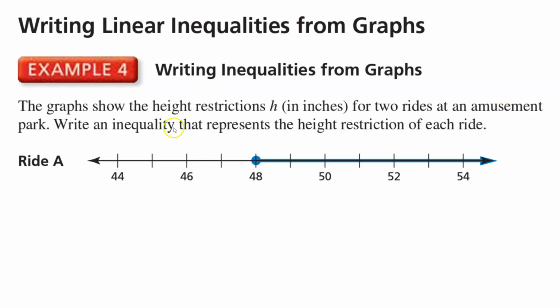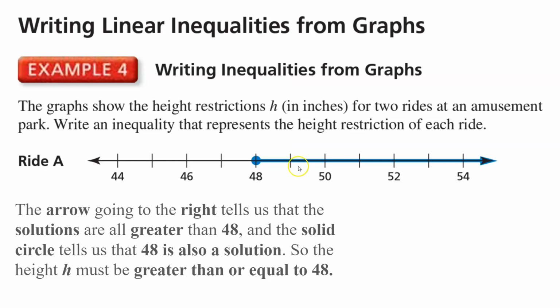So for ride A, the arrow going to the right tells us that the solutions are all greater than 48. And the solid circle tells us that 48 is also a solution. So the height h must be greater than or equal to 48. So there's your inequality, h greater than or equal to 48.